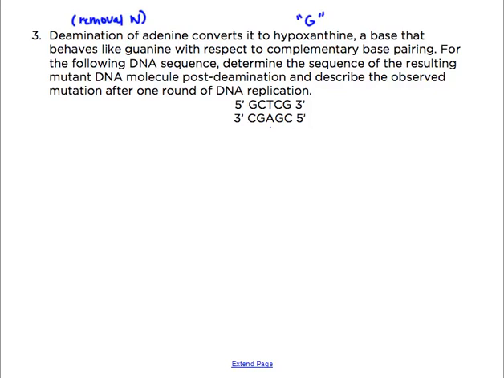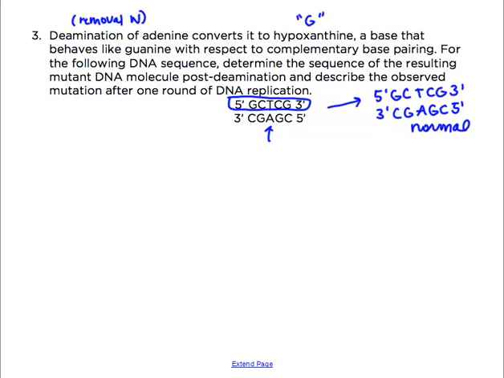So when you deaminate, this is only affecting the adenine, right? So when this piece of DNA is going through DNA replication, this 5' to 3' template will go off, and it won't be affected by this mutation. So it'll still be GCTCG 3', and it'll pair 3' CGAGC. So this is normal, and it's not affected by the mutation.